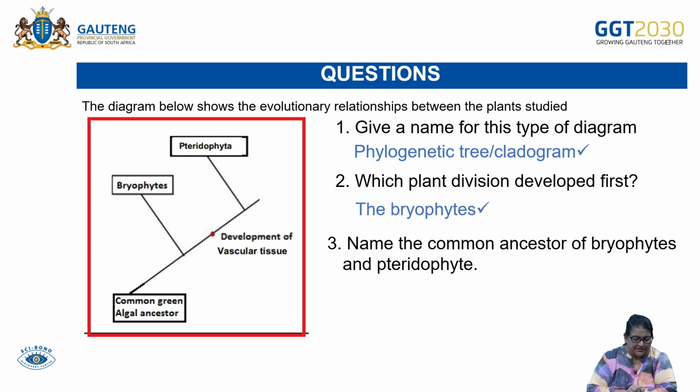Okay. They're saying bryophytes, but if you look at this diagram, learners, which plant division developed first from your ancestor? It is called your bryophytes. So you see, the common ancestor is the algae, but the algae gave rise to which plant division first? The first branch is your bryophyte, which is your mosses. Name the common ancestor for pteridophytes and bryophytes. The ancestral algae. You see, the common green algae which you find on water, right?